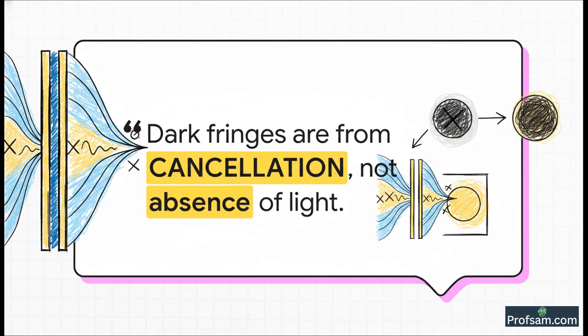Here is the crucial point, and I want you to remember this for your exams. Light from both the slits is reaching that dark spot. It is not an absence of light, it's a cancellation of light. Think about it. If you were to block one of the slits, that dark spot would instantly become bright. This proves that light was always reaching there. It was just being canceled out.